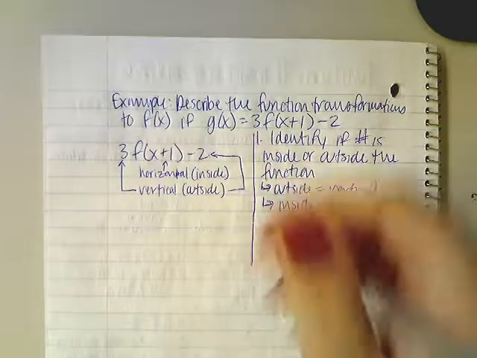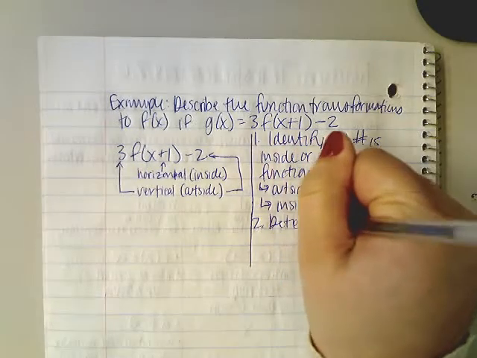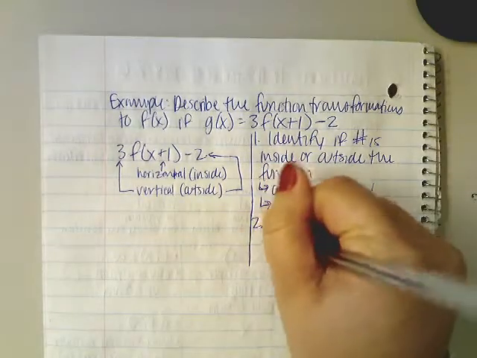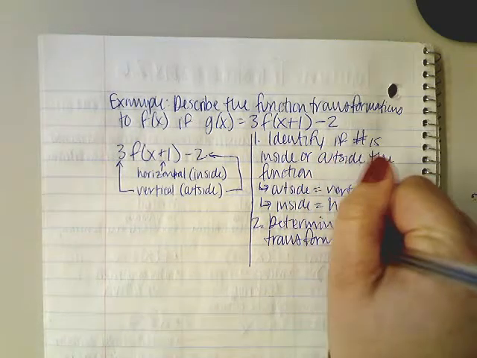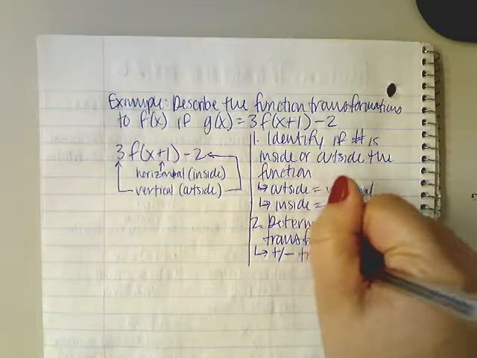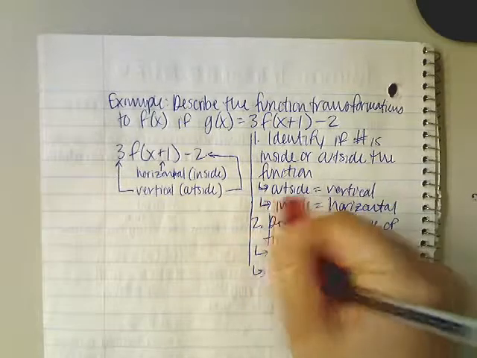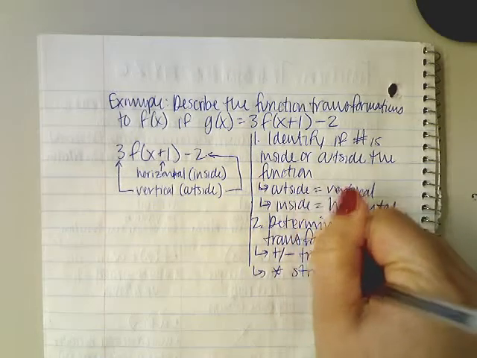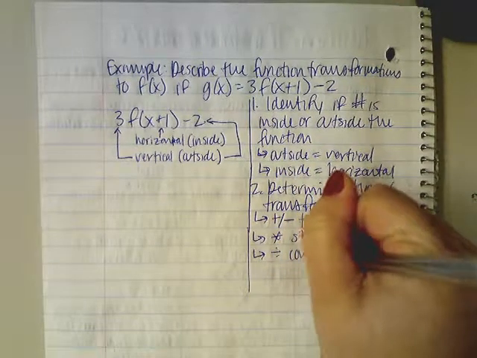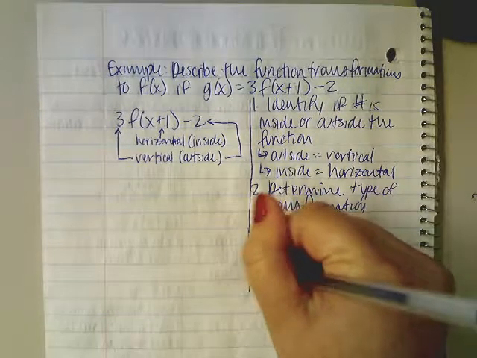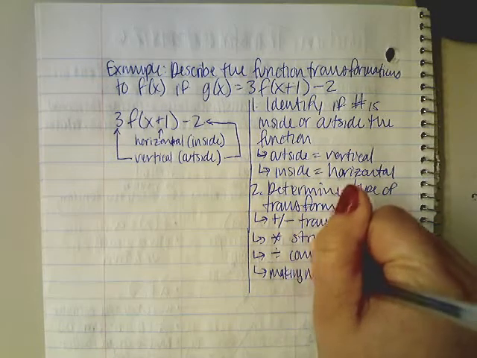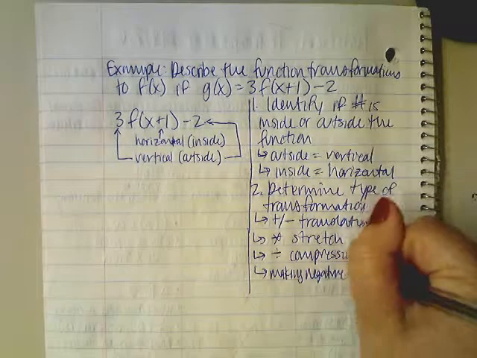And then step 2 is going to be to determine the type of transformation. So again, adding or subtracting is a translation. Multiplying is a stretch. Dividing is a compression. And making negative is a reflection.